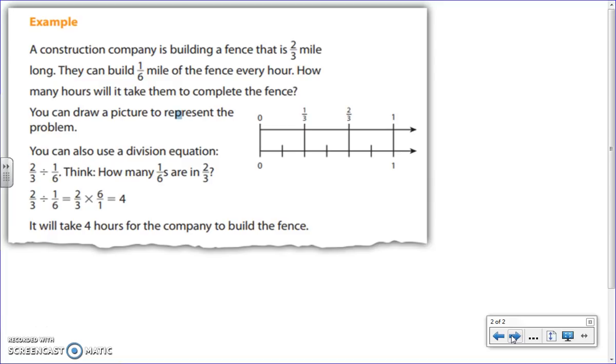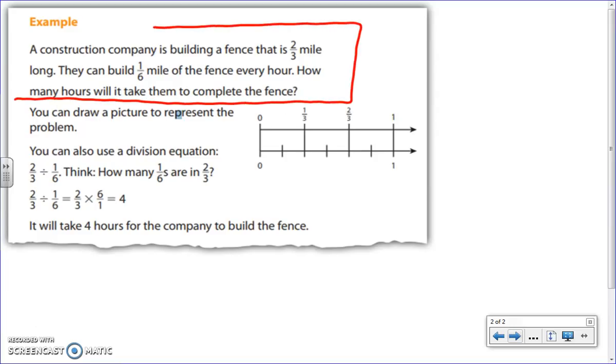The example says, a construction company is building a fence that is 2/3 miles long. They can build 1/6 of a mile of the fence every hour. How many hours will it take them to complete the fence? So here's where the question actually ends. That section up here is the actual question, and we need to know how long it takes them to complete the fence, how many hours it will take.